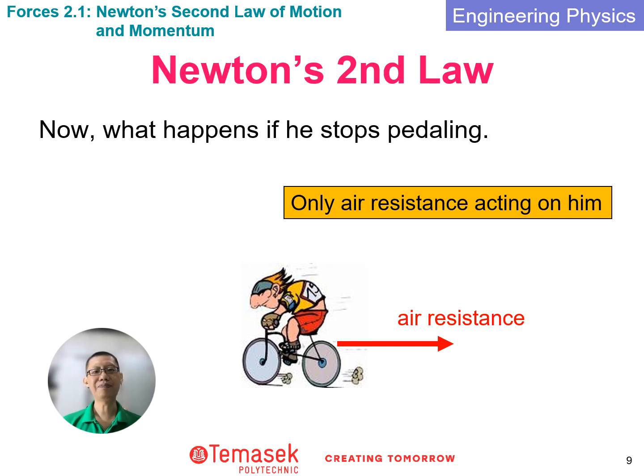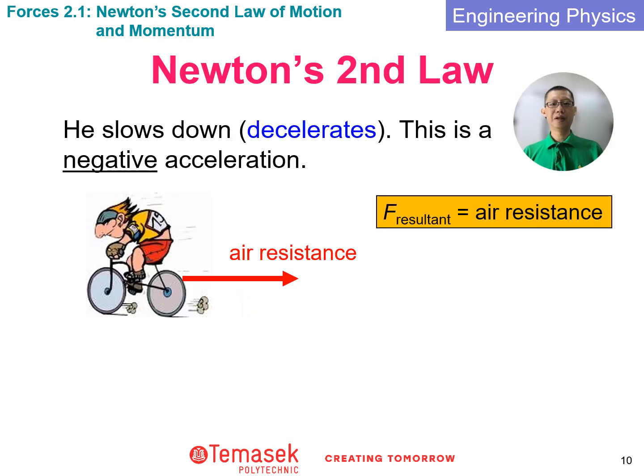Conversely, what happens if John stops pedaling? The air resistance becomes the only horizontal force acting on him. Since the only horizontal force acting on John is the air resistance, the resultant force equals the air resistance. This force acts in the opposite direction to his motion, causing him to slow down, or decelerate.